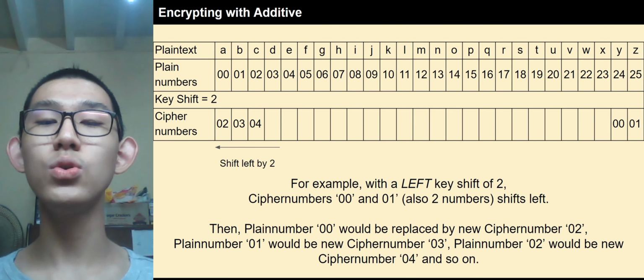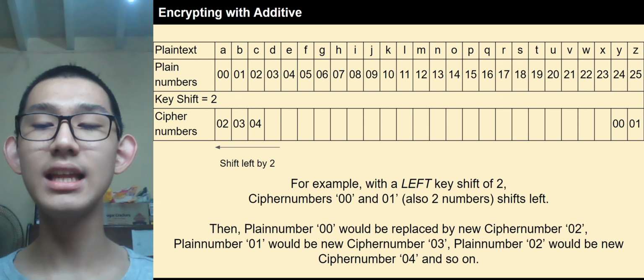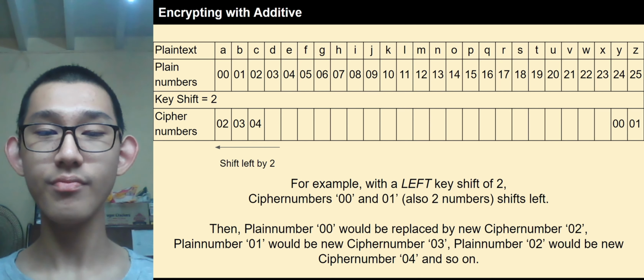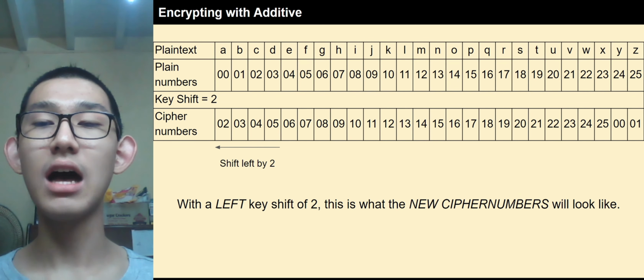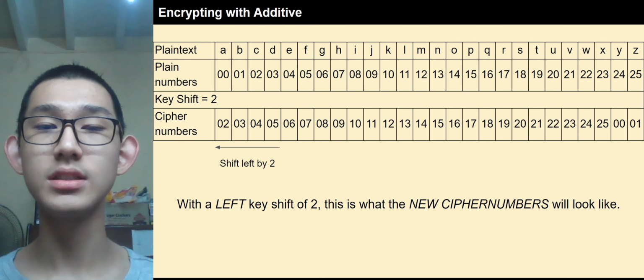So if, for example, you are creating a cipher table for Additive Cryptology Tool and you put 6 without the 0 in front of it, it's technically correct too. With a left key shift of 2, this is what the cipher table looks like now that it has been filled out with the cipher numbers.